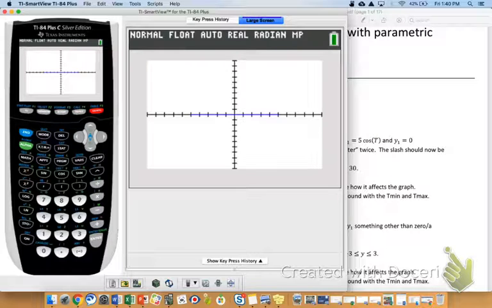Why do you think it was moving left and right, but not up and down? Because there's nothing in the y. It's not that there's nothing in the y.